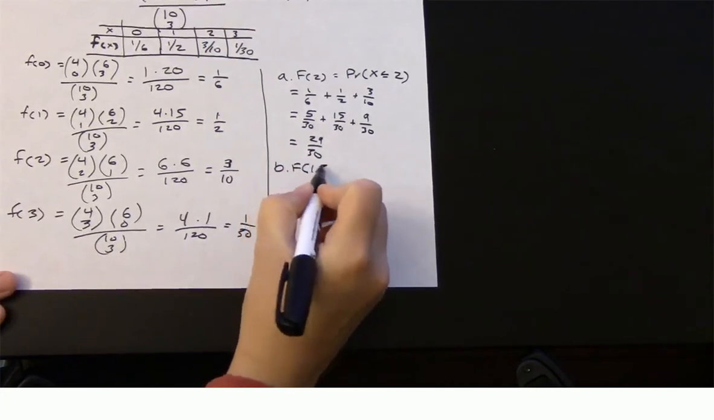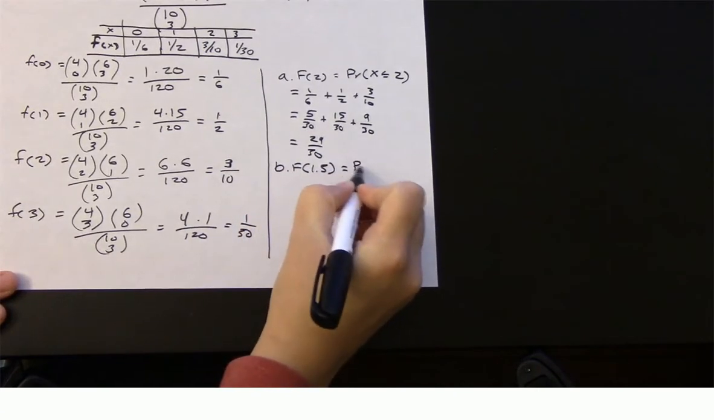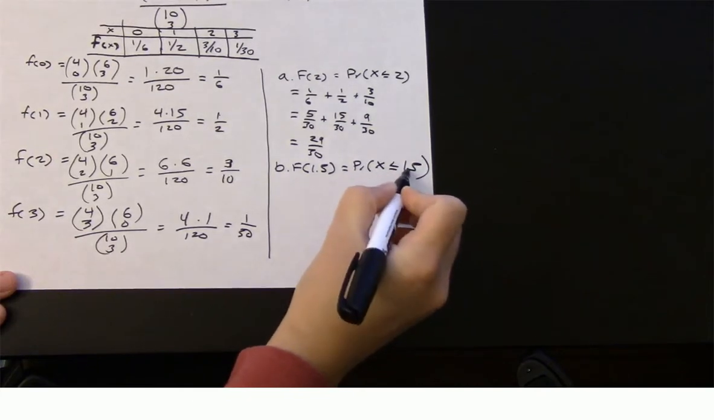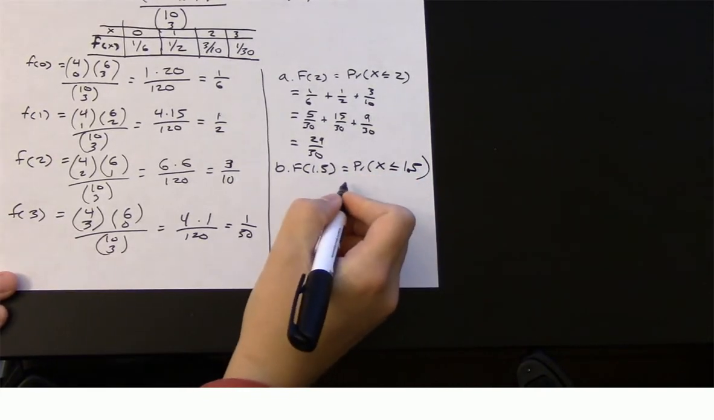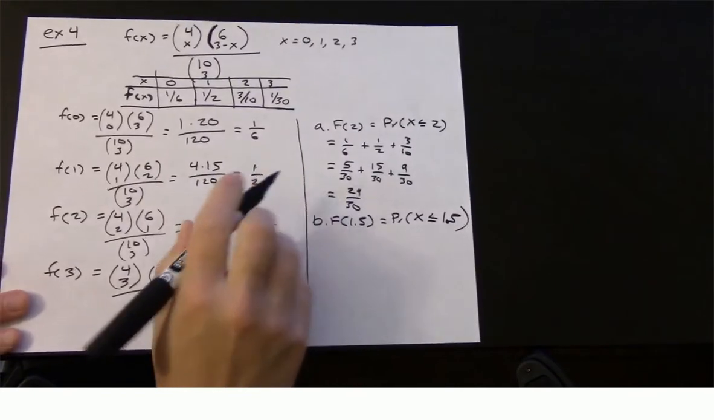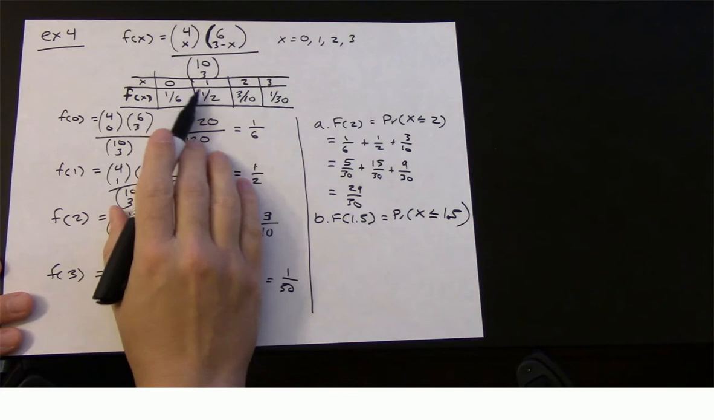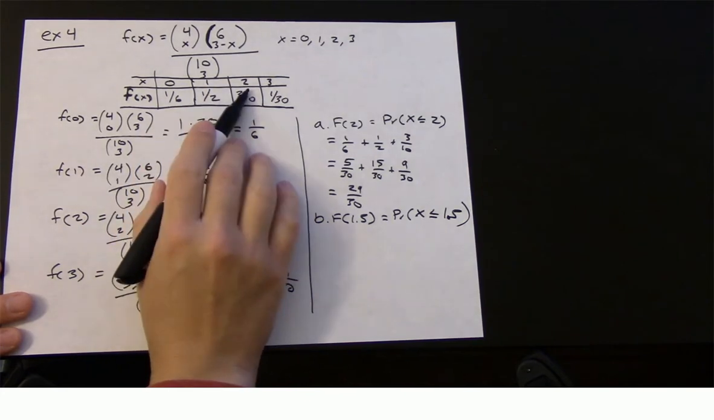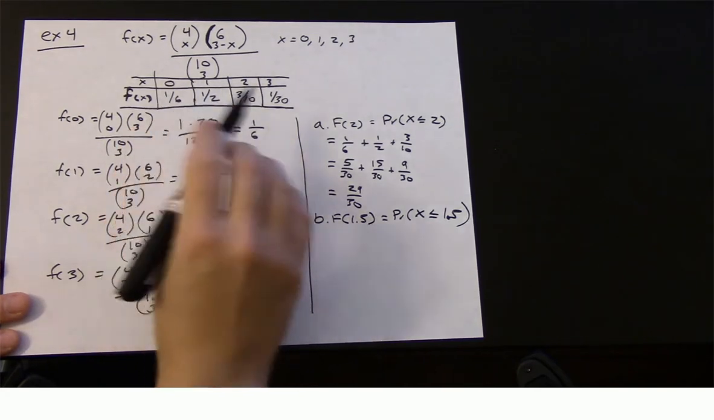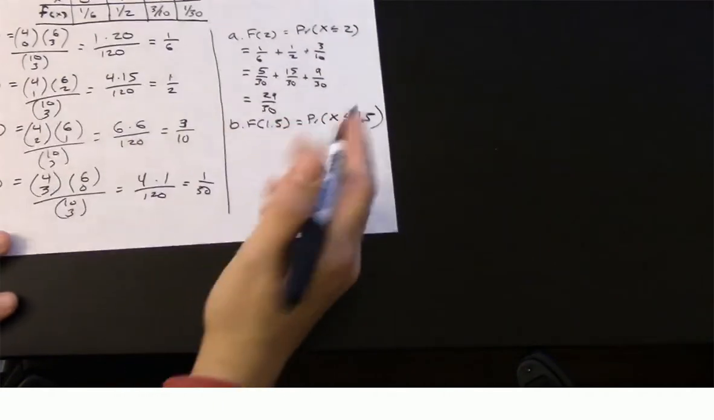F of 1.5. This is the probability x is less than or equal to 1.5. Okay, and let's see. What are values of x less than or equal to 1.5? 1.5 is between 1 and 2, right? So is 2 less than 1.5? No, only 0 and 1, so I have to add up those two.